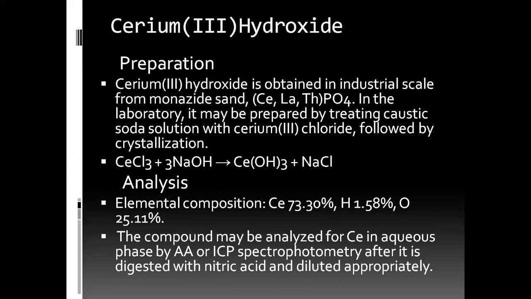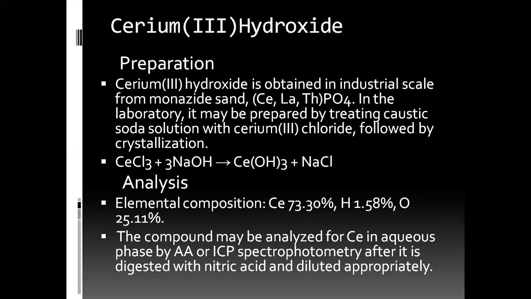Cerium hydroxide. Preparation of cerium hydroxide. Cerium hydroxide is obtained on industrial scale from monazite sand, a phosphate. In the laboratory, it may be prepared by treating caustic soda solution with cerium chloride followed by crystallization.